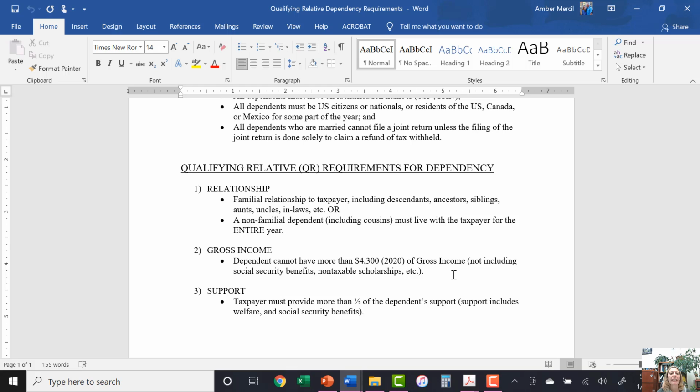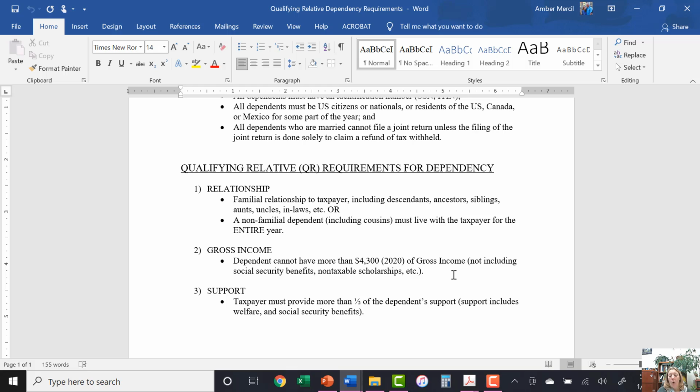The last test here is the support test, and it's different than the qualifying child in that now we care who the support comes from. It has to come from the taxpayer. The taxpayer must provide more than half of the dependent's support. So it can't come from the dependent, but it has to come from the taxpayer. So all of those have to be met in order to become a qualifying relative.